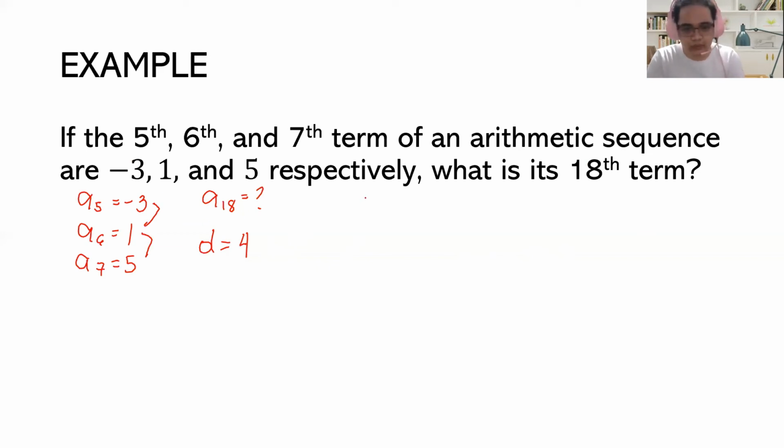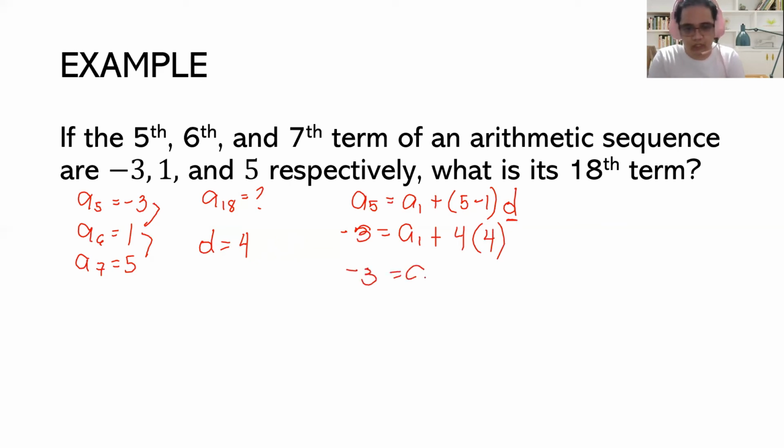So for example, gamitin natin yung a sub 5. So di ba, ang a sub 5, that will be equal to a sub 1 plus 5 minus 1, kasi a sub 5 times d. So we have a sub 5 which is negative 3 equals a sub 1, yan yung hinahanap natin, plus 4 times d, common difference, which is 4. So we have negative 3 equals a sub 1 plus 4 times 4, that will be 16.